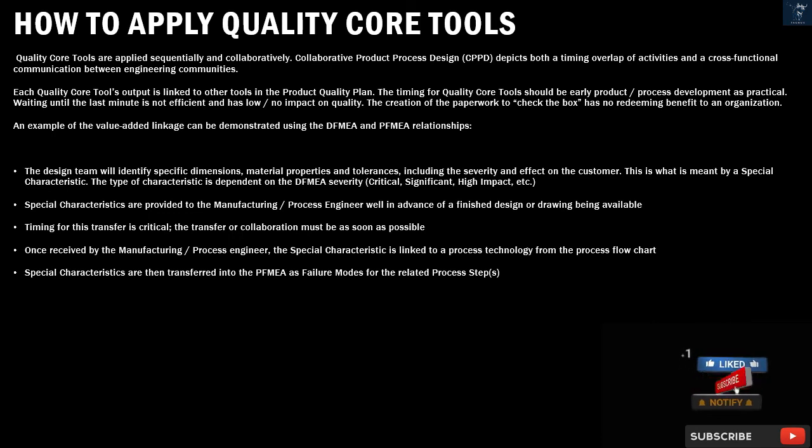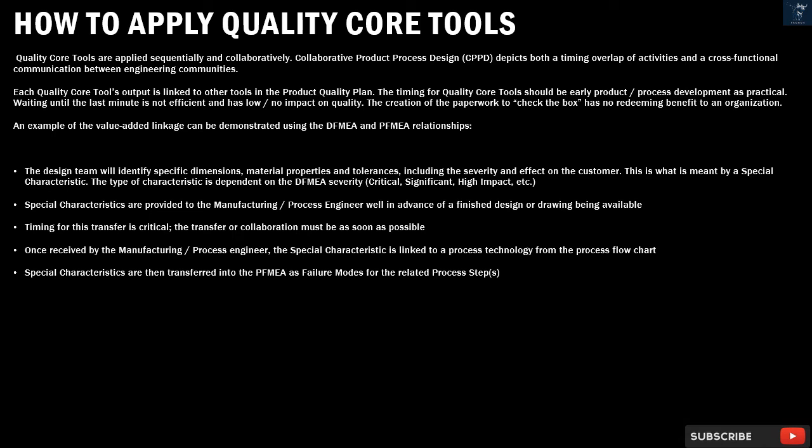Collaborative Product Process Design (CPPD) depicts both a timing overlap of activities and a cross-functional communication between engineering communities. Each quality core tool's output is linked to other tools in the product quality plan. The timing for quality core tools should be early. Product process development is practical. Waiting until the last minute is not efficient and has no impact on quality. The creation of the paperwork to check the box has no redeeming benefit to an organization.